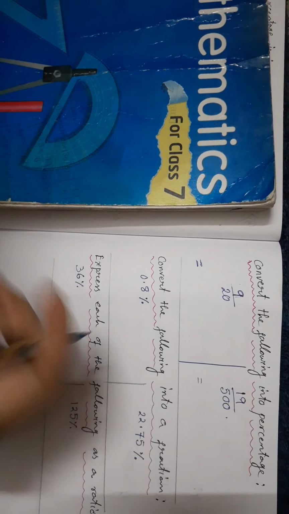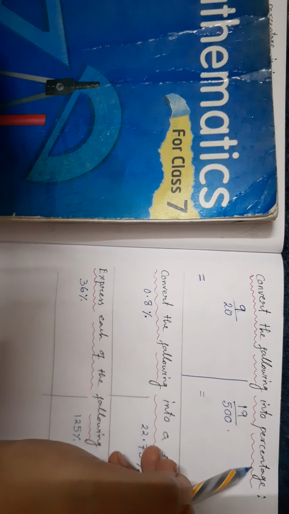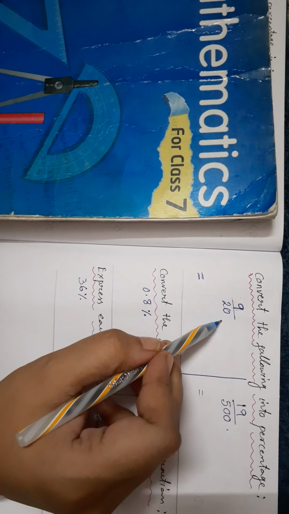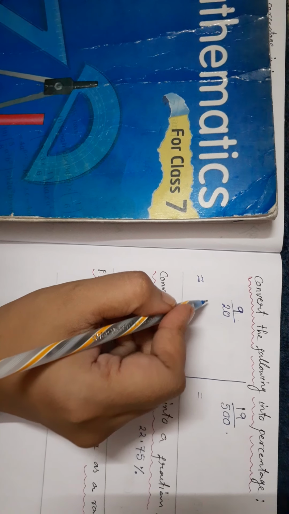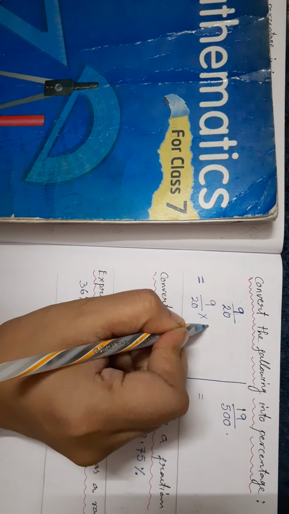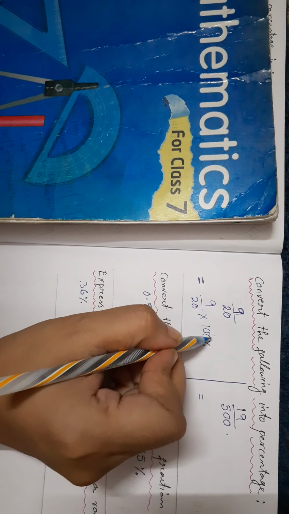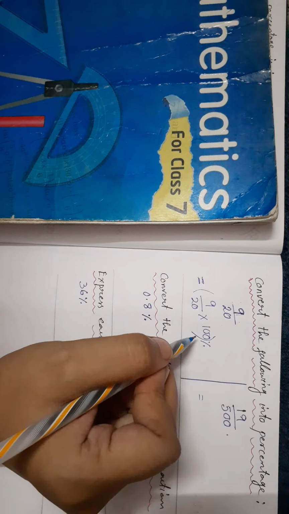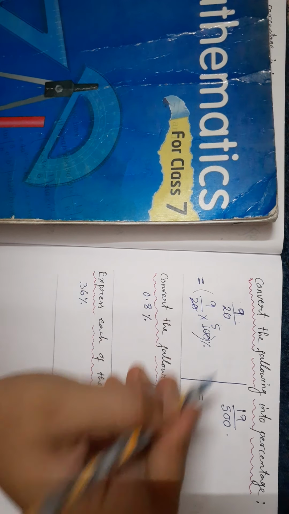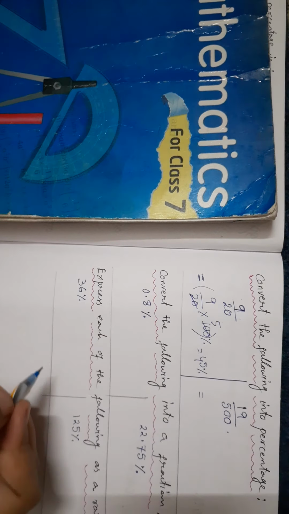So first of all, it is given: convert the following into percentage. How to convert anything into percentage? This is 9 by 20. This is in fraction form. If you want to convert this into percentage, you just have to multiply by 100%. When you multiply it by 100, you will get the answer in percentage. So you can see this one will be 5, so it will be 45%.